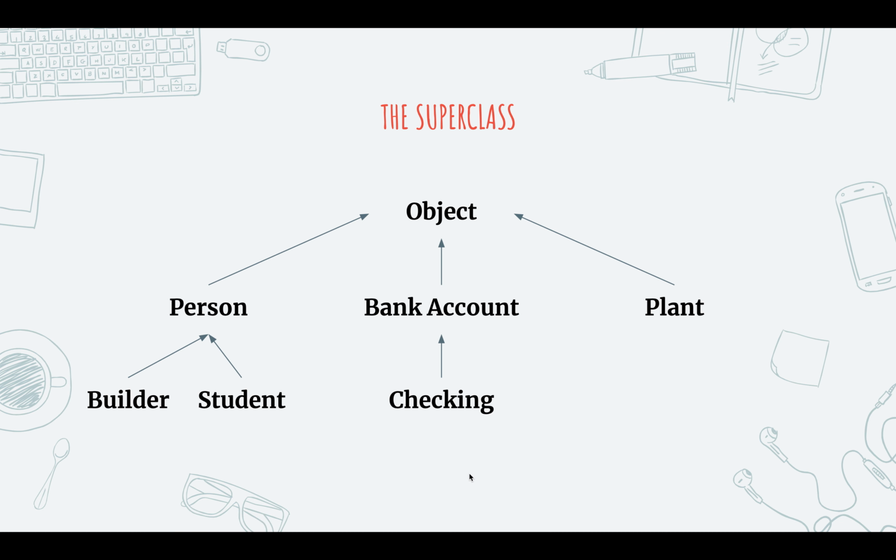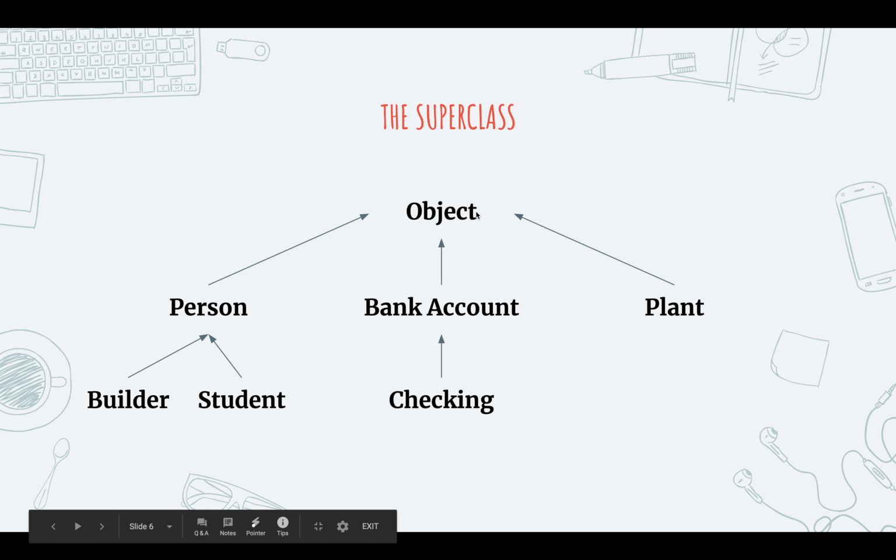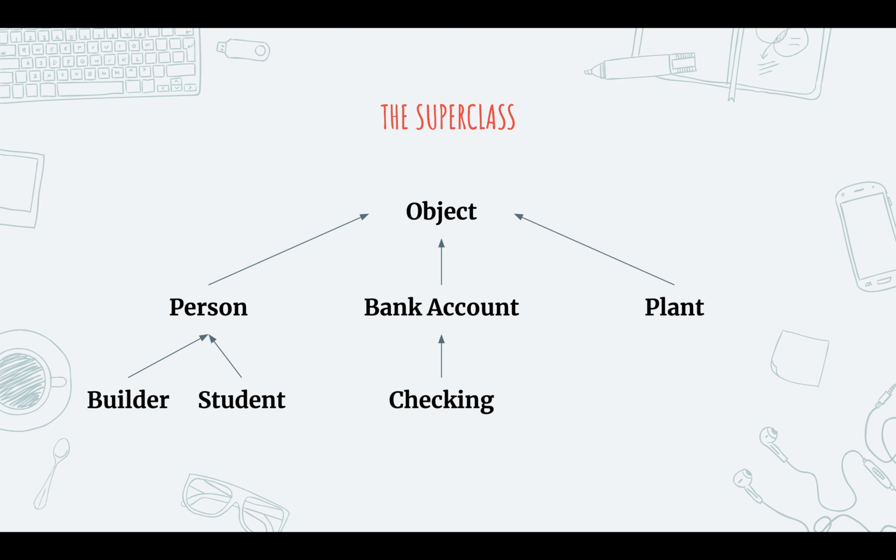A common misconception that we see with this diagram is that the superclass implies that it's the biggest class. It is not. The object class is actually the class that has the least amount of methods. The reason is that the person class inherits all the values that are in object and then extends beyond that, meaning that the person class has all the stuff that the object class has and more.